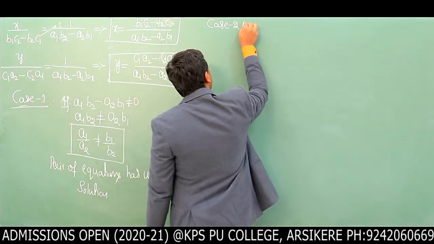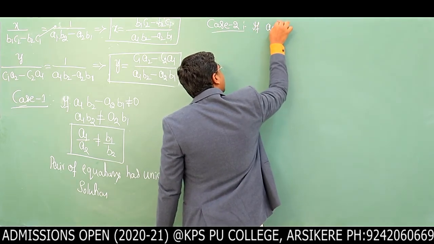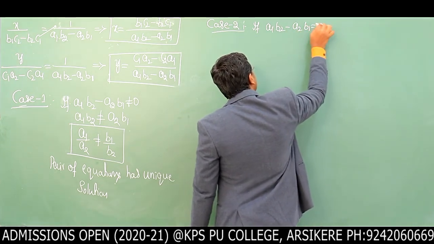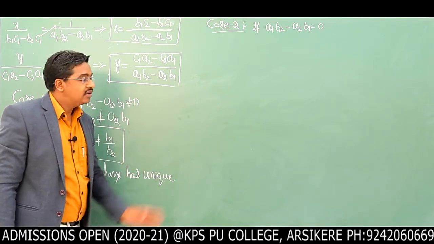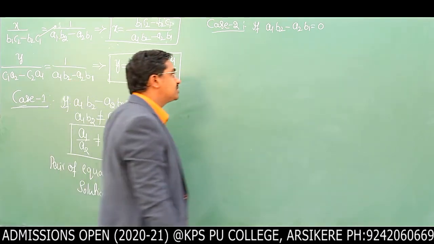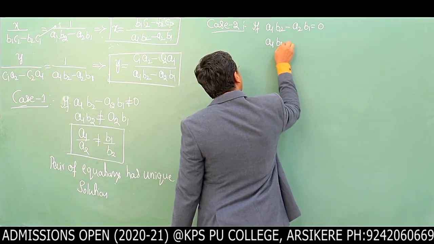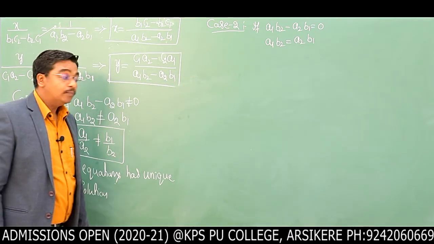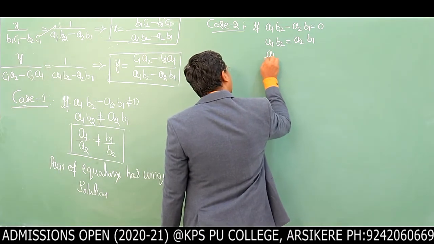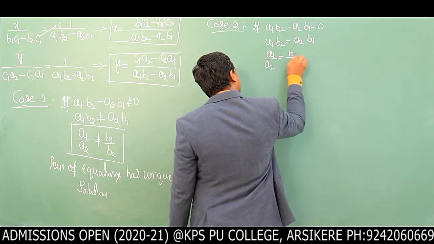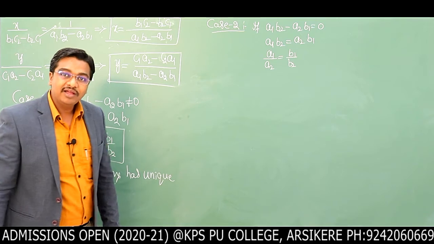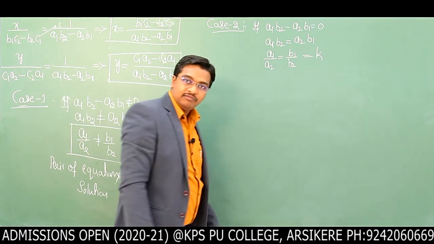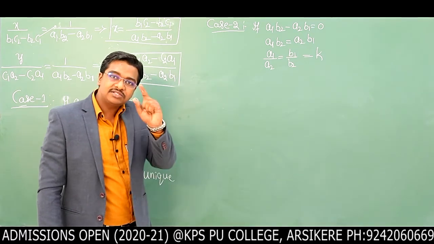Case 2: if a1 b2 minus a2 b1 is equal to 0. Now take a2 b1 to the right hand side, it becomes positive. So a1 b2 is equal to a2 b1. This reduces to a1 by a2 is equal to b1 by b2. I will take this equal to some value k, since they are proportional to the same number, k.